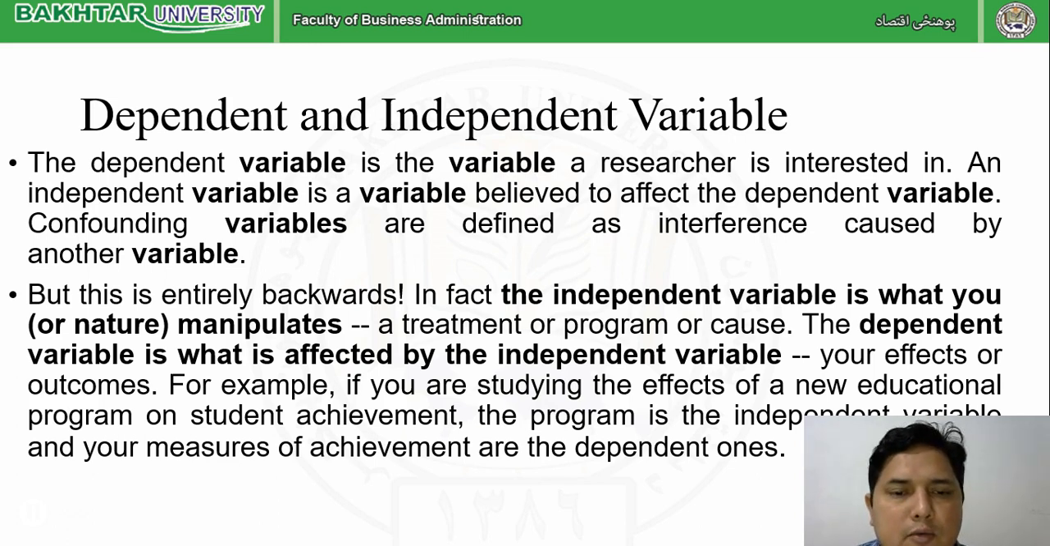So these are dependent and independent variables. The dependent variable is the variable a researcher is interested in, meaning we want to find it out. An independent variable is a variable believed to affect the dependent variable. As I told you, I am interested in the academic performance of the students, so my dependent variable is academic performance, and the independent variable is Facebook usage.